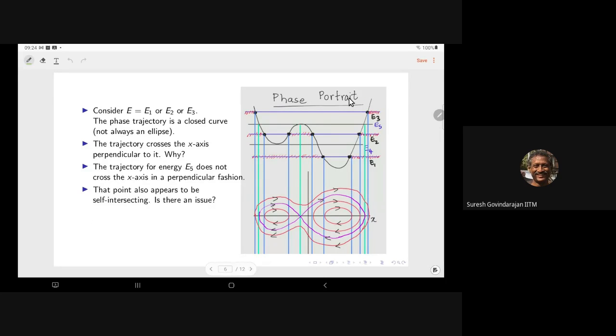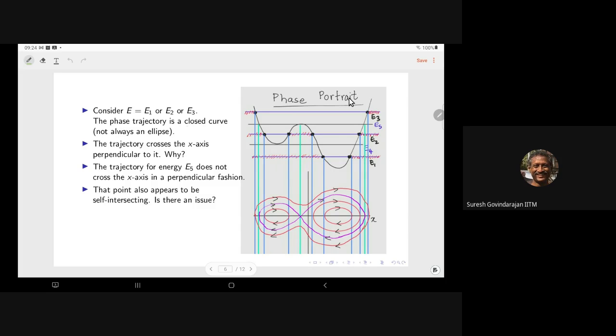Now what I'm going to do is consider E1, E2 or E3. These are the easy ones. First let's consider E1. I consider E1, and you can see that I've drawn some trajectory.